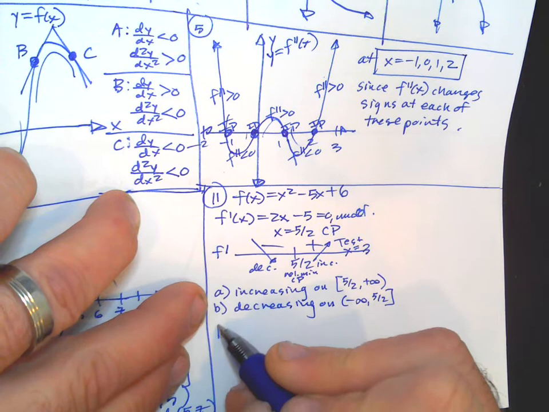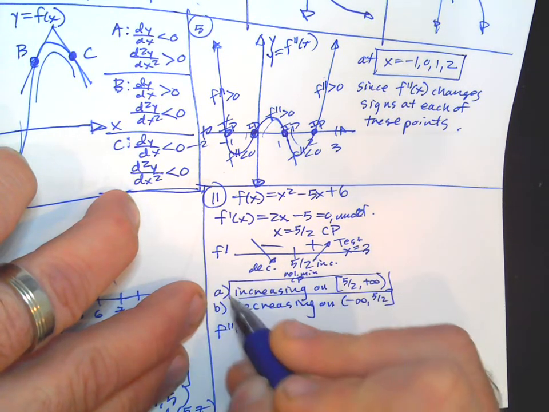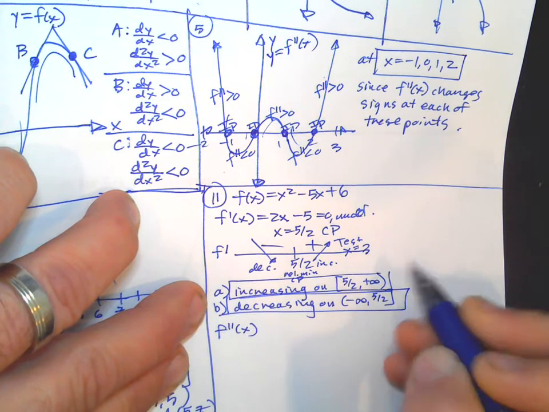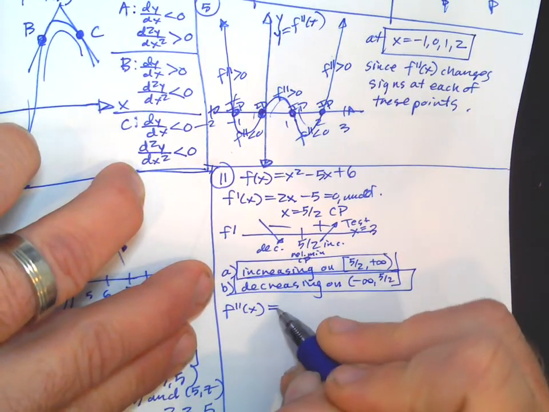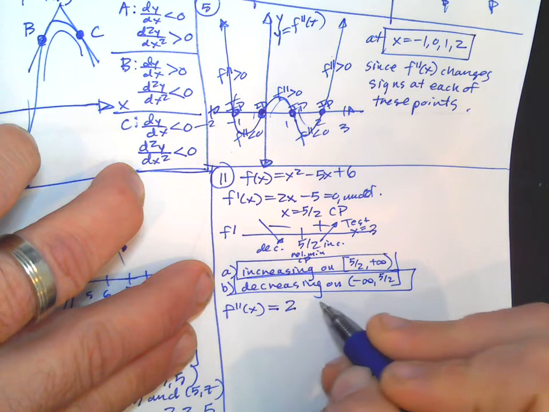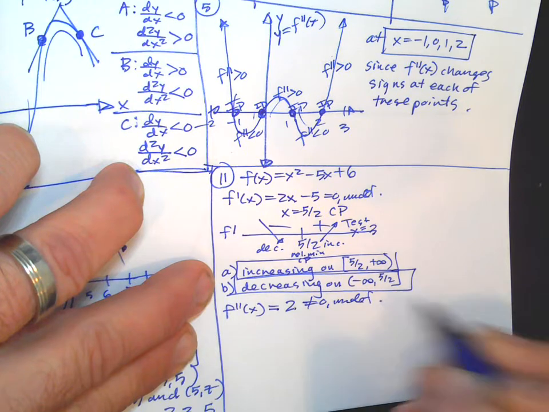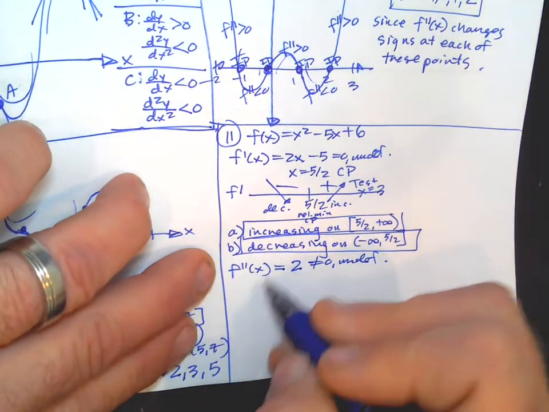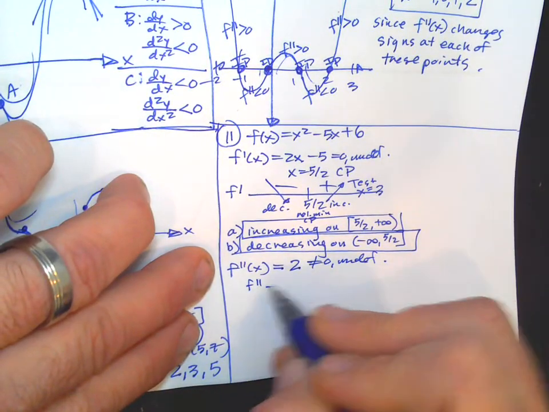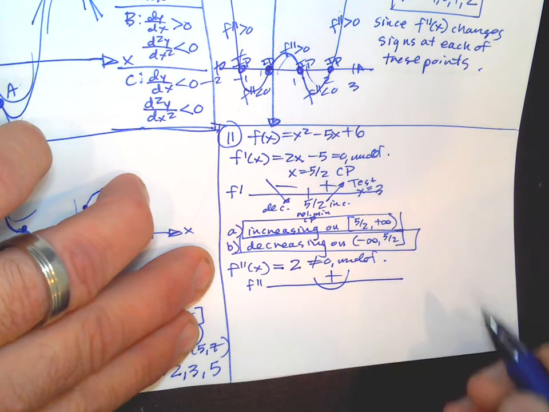So f double prime is going to help you find concavity. So that's going to be 2, which never equals 0 or is undefined, which means we could show a line check, but it's positive all the time no matter what. It is always concave up.